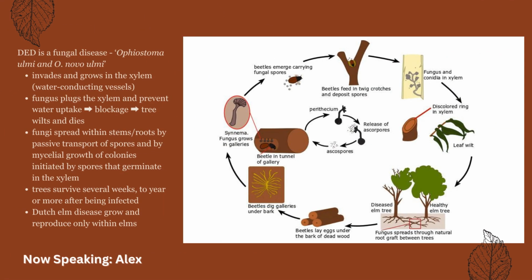Dutch elm disease is transmitted by several species of elm bark beetle. The beetles lay their eggs in the bark of decaying wood where the fungal spores also grow. When the beetles emerge, they carry the spores with them to healthy trees. The fungus infects the xylem, or the water vessels of the tree, preventing water uptake, which leads to wilting leaves and ultimately the death of the tree.